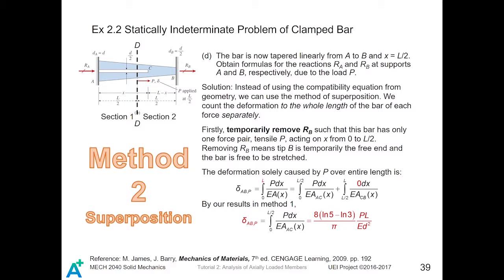In the previous method, we mainly dealt with the structure by using geometric compatibility. Now we will solve this problem by using the method of superposition. We temporarily remove RB such that this bar has only one force pair, tensile P and RA. Then for section 1 there will be a tensile load P on it, while for section 2 there is no load acting on it. For section 1 we apply the area of AC, while for section 2 we apply the area of CB. Now, this integral will become 0.